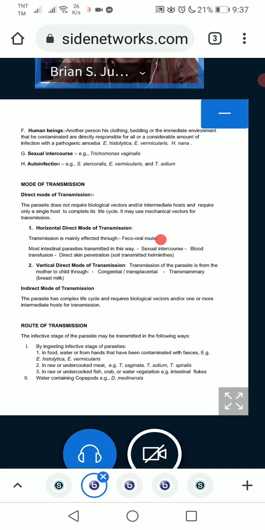When we say autoinfection class, we have Strongyloides stercoralis, Enterobius vermicularis, and Taenia solium. What do we mean by autoinfection class? So I'm going to show you another video of how autoinfection occurs in the life cycle of the parasite. How does an existing infection of a parasite cause autoinfection?